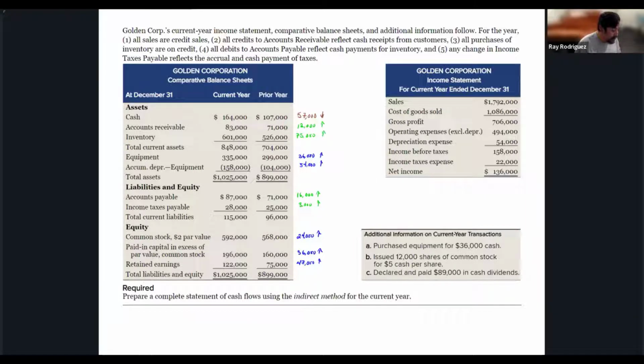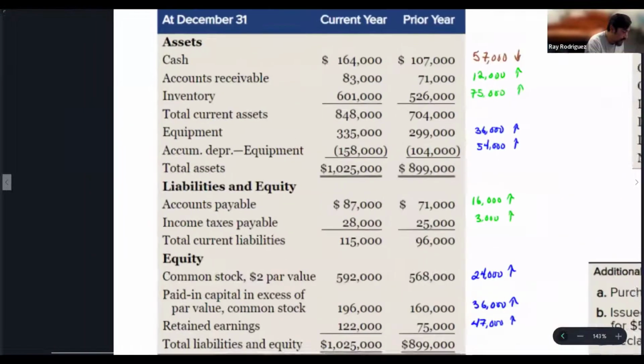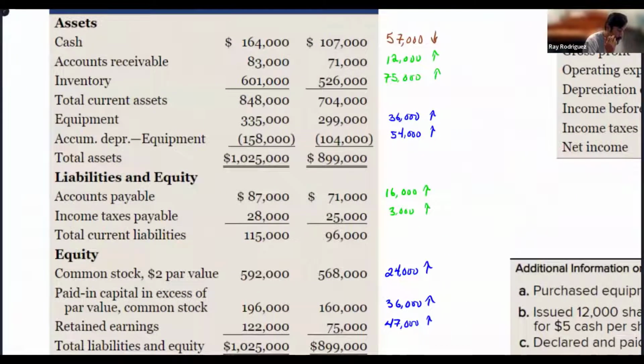Now we've got this problem that they're asking us to do the complete cash flow statement, again using the indirect method. That's the only one we've learned. So we have the balance sheet, we go through and we find the increase or decrease for every one of those accounts. I've already got them out there. Remember, we don't do anything for the subtotals or the totals. We just want the accounts.